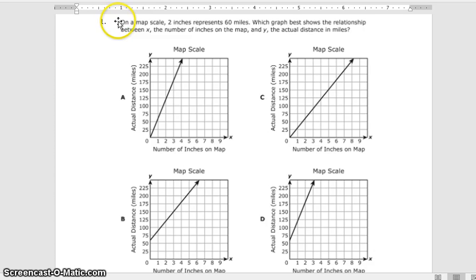Number 1. On a map scale, 2 inches represents 60 miles. Which graph best shows the relationship between x, the number of inches on a map, and y, the actual distance in miles? So my numbers are 2 inches, 60 miles. We have miles and inches. So find that point, 2 inches, 60 miles.